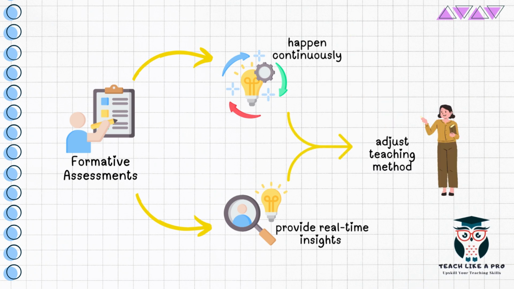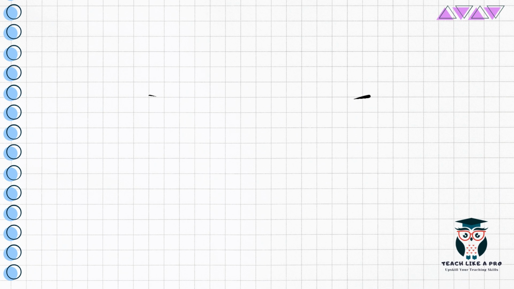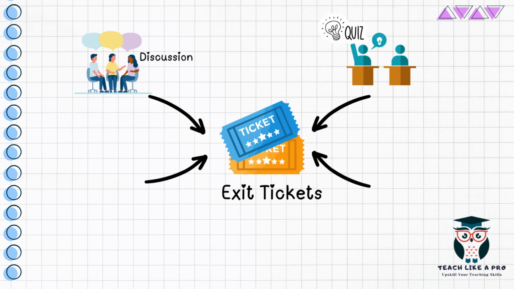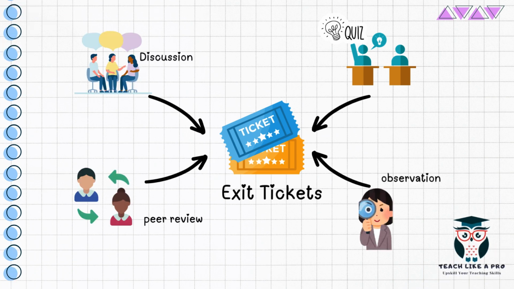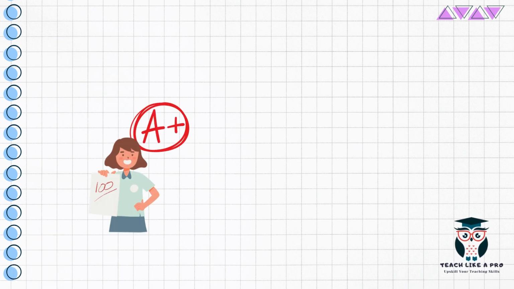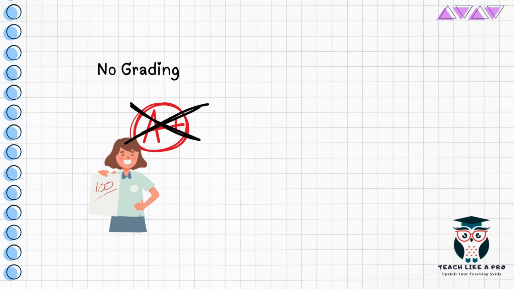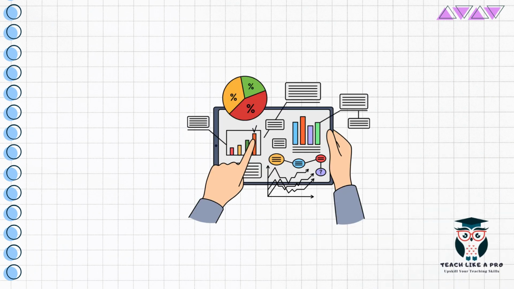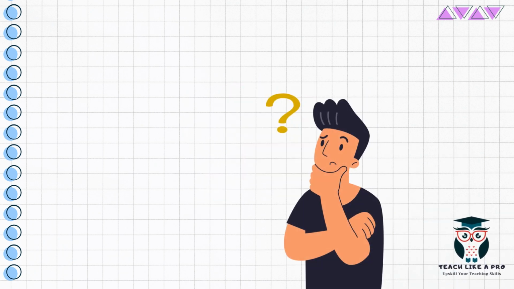These assessments can take many forms: exit tickets at the end of a lesson, quick quizzes, classroom discussions, peer reviews, or even just observing how students tackle a problem. The key is that these assessments are low stakes, meaning they don't count for a grade but are incredibly valuable for guiding instruction.